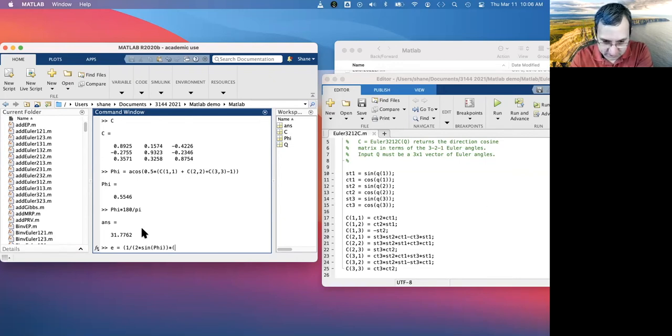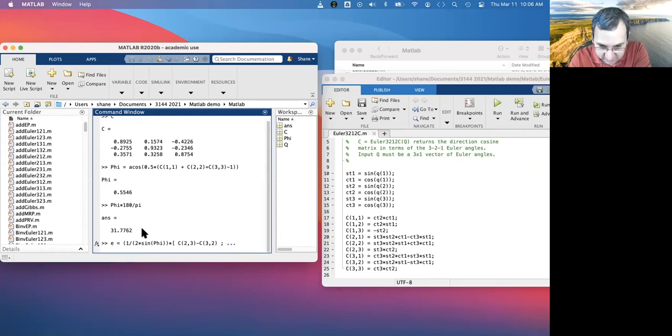And now, times, now I do entries to a matrix. So this is C23 minus C32. I don't know if you know this little trick. If you want to go to another line, I'm going to be making a column vector, so I do semicolon dot dot dot. Go to the next line.